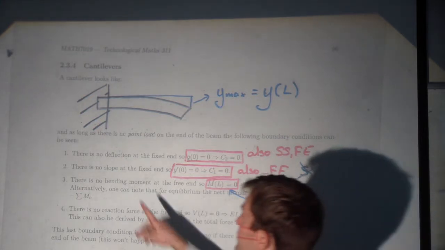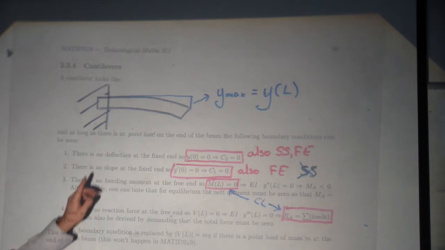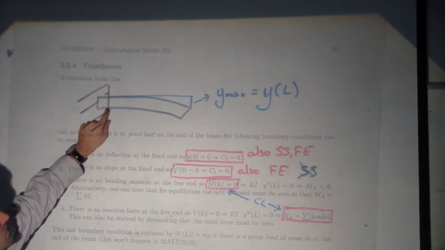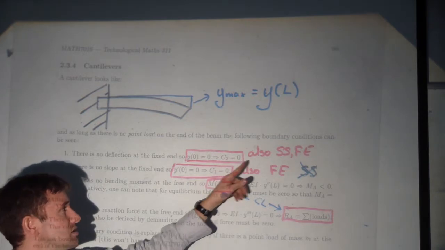We're always going to have them fixed on the left and free on the right. And because we're going to have 4 antiderivatives, we're going to have 4 boundary conditions. So our boundary conditions are as follows. Deflection at 0 is 0. This is going to give you C2 equals 0. This is also going to be the case for simply supported and fixed ends.